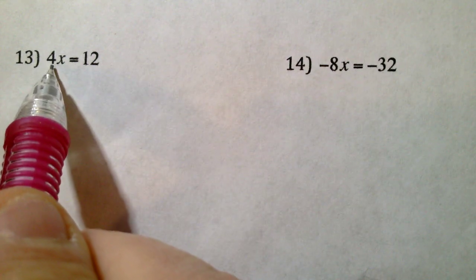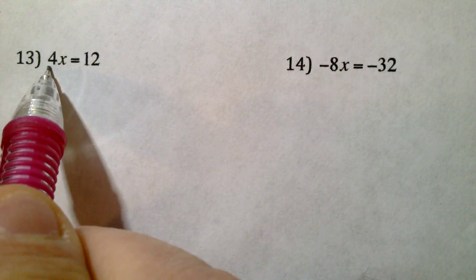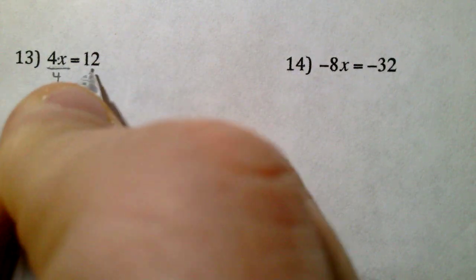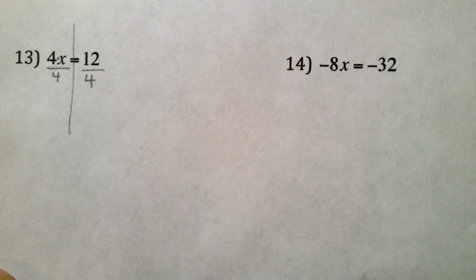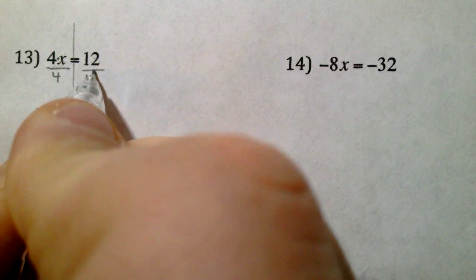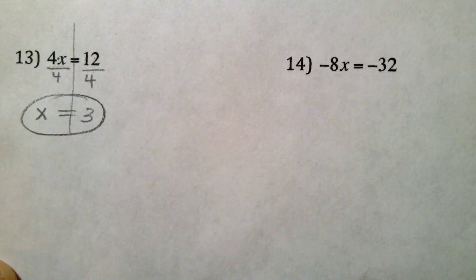For number 13, this is multiplication. Letters and numbers right next door, just like distributive property, is times. The opposite is division. So I'm going to divide both sides by 4 again. Here's that little wall, so you can see that what I'm doing to one side, I'm doing to the other. 12 divided by 4 is 3.